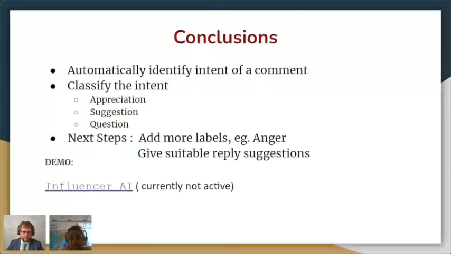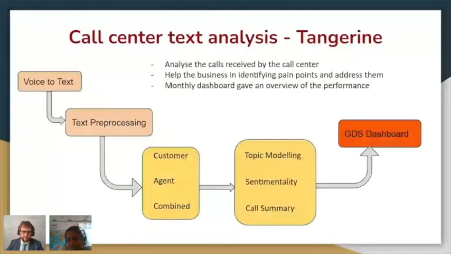Next, I would like to give you a quick work outline of a similar NLP project that I undertook as part of the pricing analytics team in Tangerine. Here also the business problem is getting information from voice-based calls. People call into the call center, and we have those calls recorded. How can we help the business make better use of these recordings?